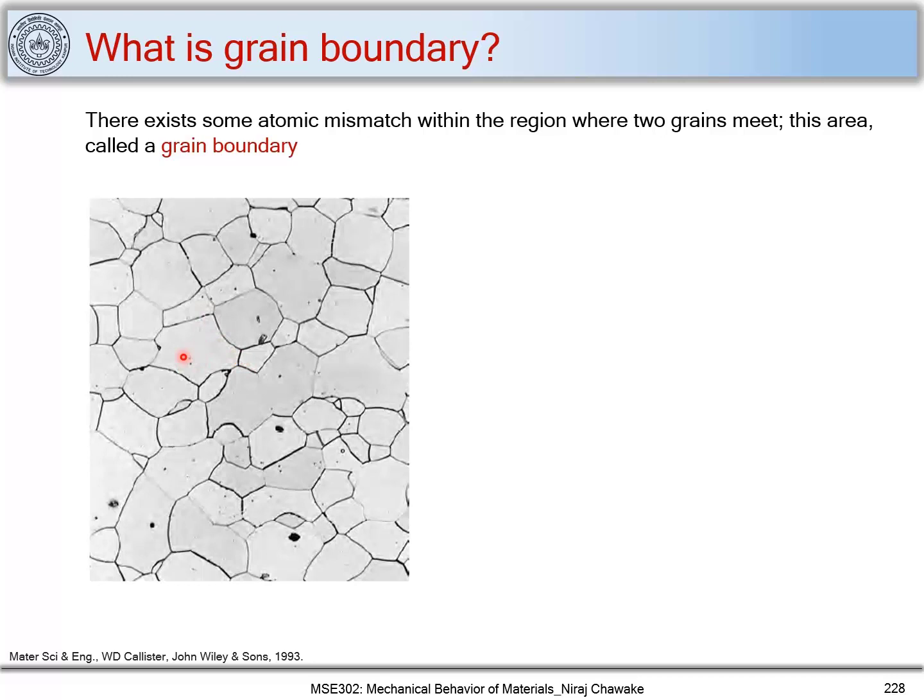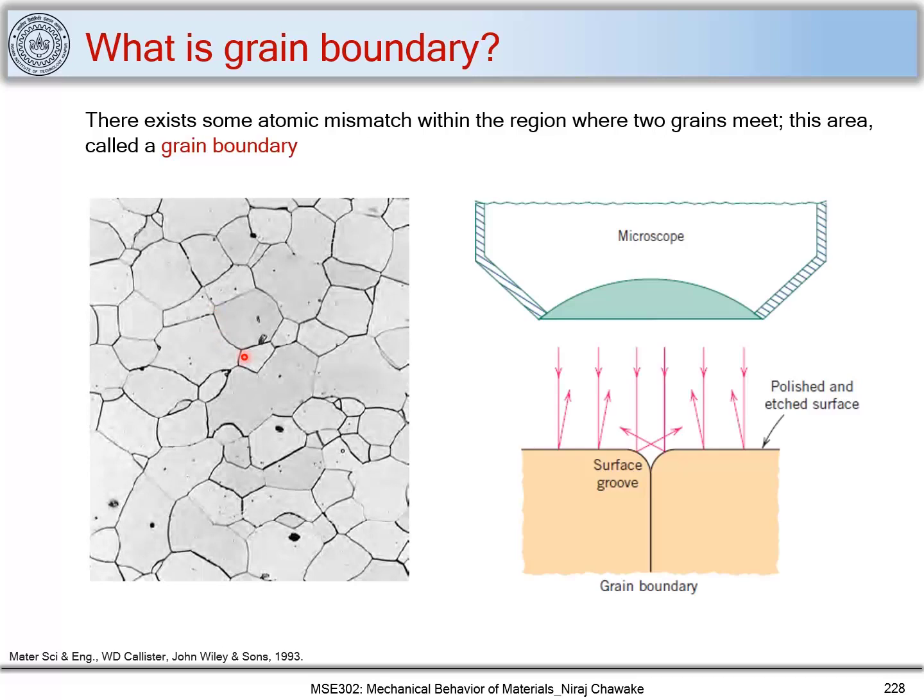We have this grain oriented in one particular way, and this grain oriented in another way. So the boundary is a mismatch region between these two grains. This is called a grain boundary. Now why does this grain boundary look black? You must be knowing this.